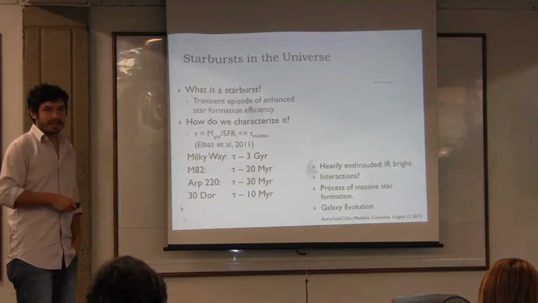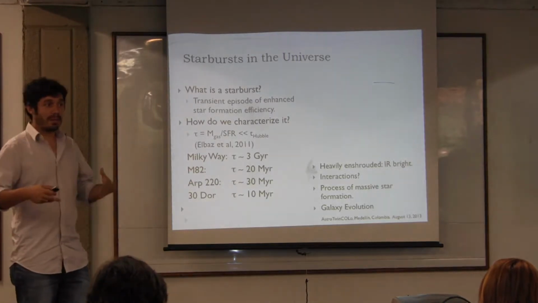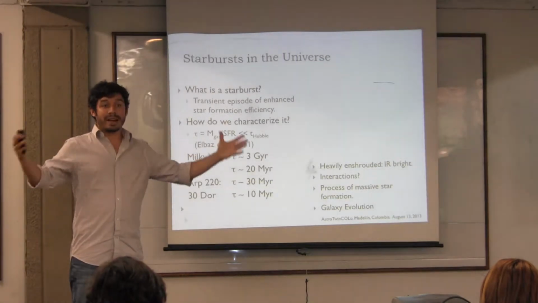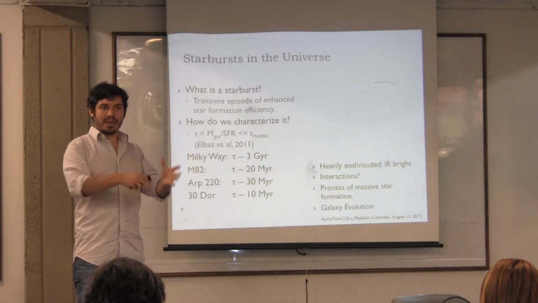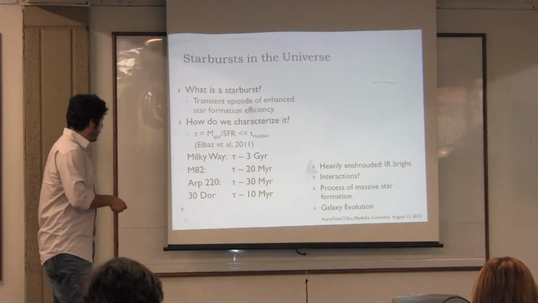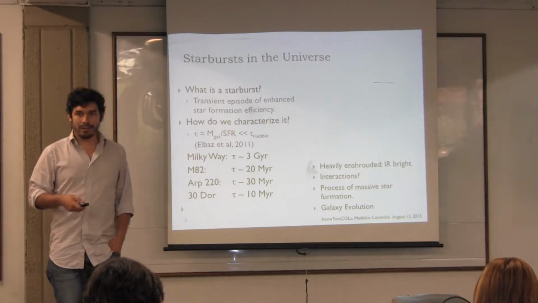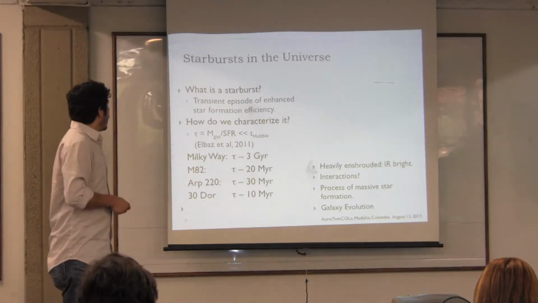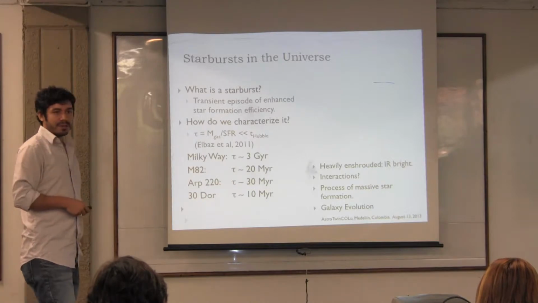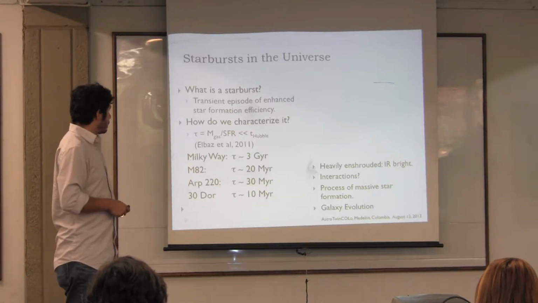But that's not only for galaxies. There are also regions in some galaxies that are forming stars at particularly high efficiencies. So they are not entire galaxies, but specific regions within galaxies. For example, the 30 Doradus region in the Large Magellanic Cloud, not too far away from us, also has a depletion time of 10 million years, so we can consider it a starburst as well.